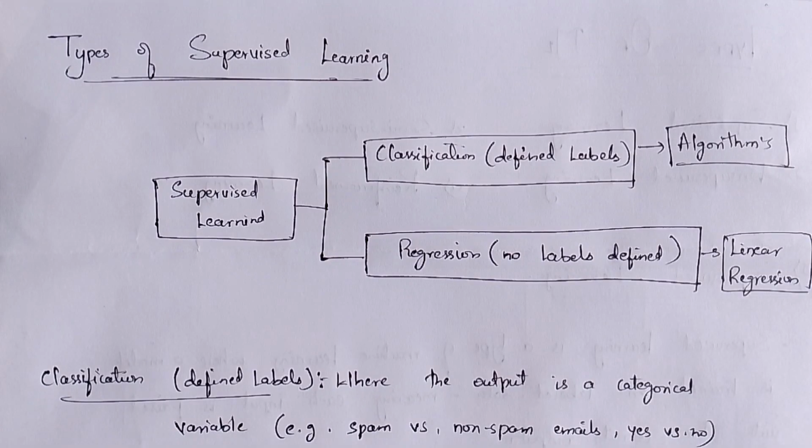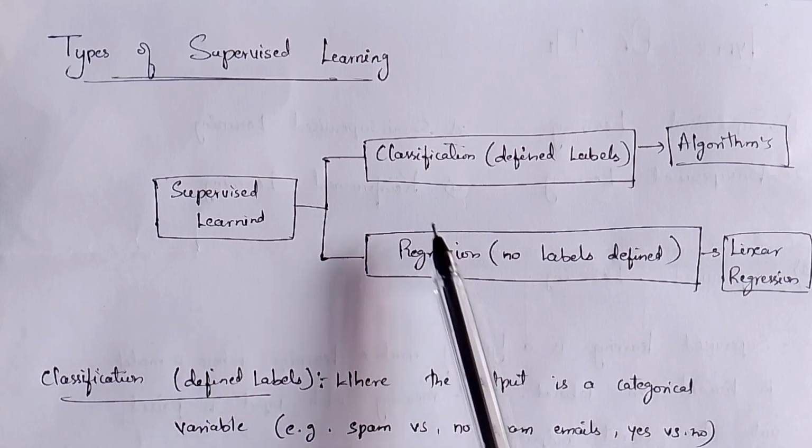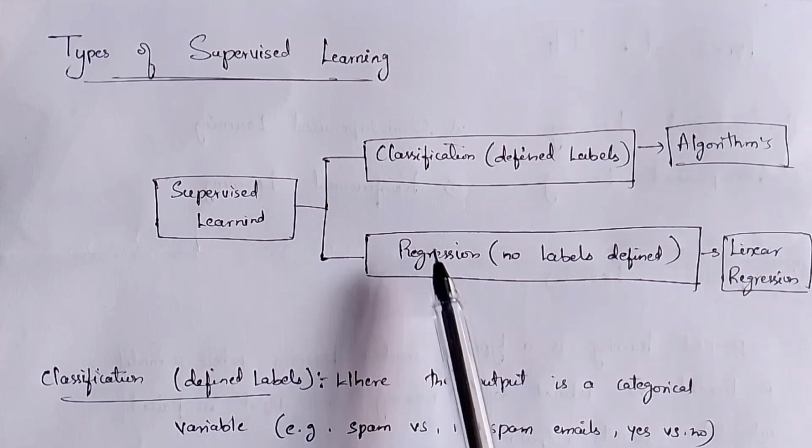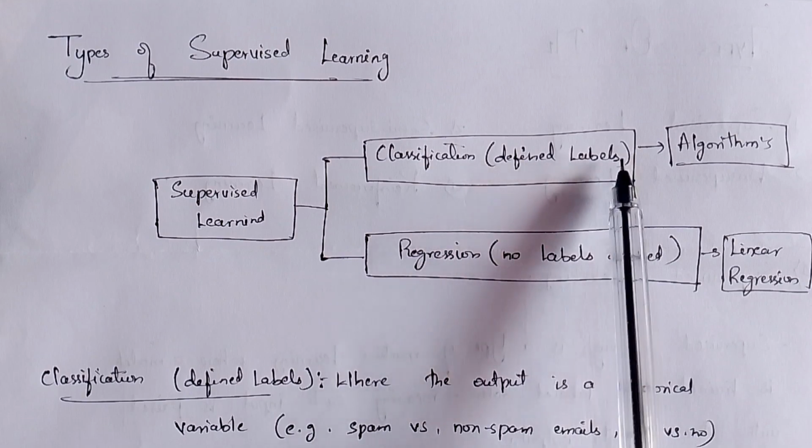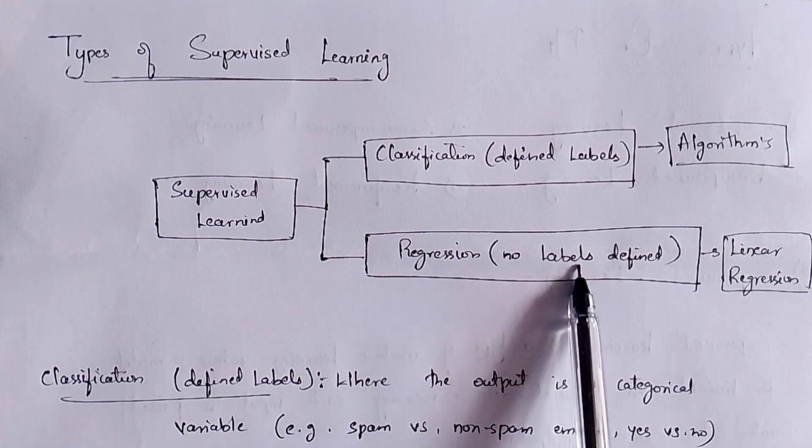Hello everybody, welcome back. Today I'm going to continue the previous topic, types of machine learning, in which we were studying supervised learning. Now I'm going to discuss the types of supervised learning, in which we have two types: classification and regression. Classification is defined on labels, and regression is defined on non-label data.